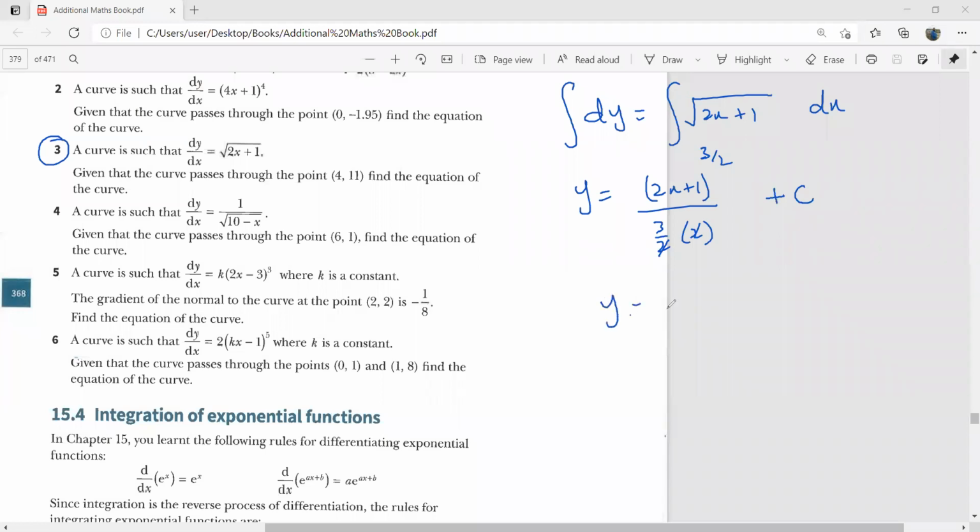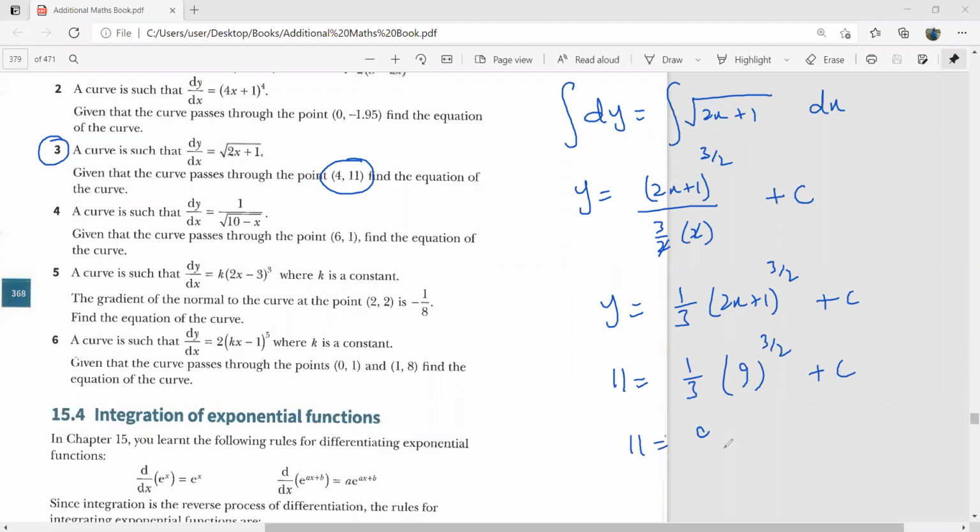Now this is y equal to 1 over 3 into 2x plus 1 raised to power 3 over 2 plus c. Now let's use the given point here. The point is given to us, that is 4 comma 11. So this is going to be 11 equal to 1 over 3 into 9 raised to power 3 over 2 plus c. This is 11 equal to, this is 3 square 27. This is going to be 9 plus c. So your c is equal to 2. Finally, the required equation is y equal to 1 over 3 into 2x plus 1 raised to power 3 over 2 plus 2. Okay?